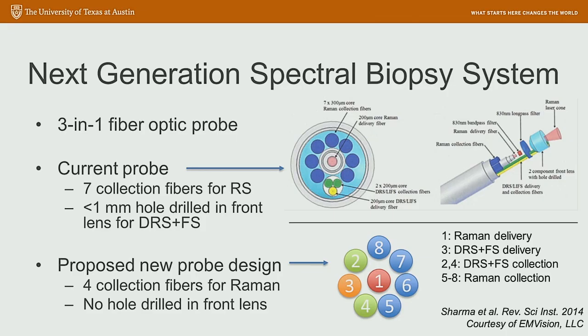So our proposed new probe design will have a few less fibers for Raman detection, but also no hole drilled in this front lens. So this is an important consideration in being able to manufacture and possibly mass produce this probe.